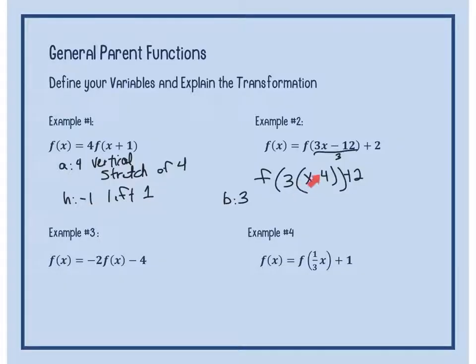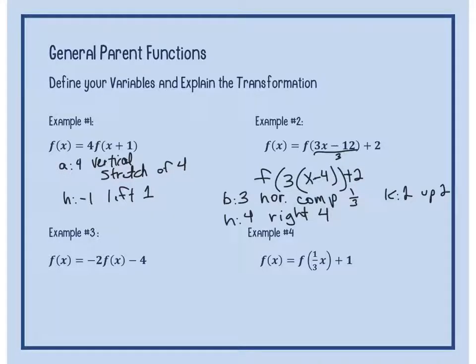X minus a +4. Remember, you always change the sign of whatever you see here. So H is a +4. It's going to the right 4. And K is outside of all parentheses. K goes up and down. K affects your range. So K is 2. The graph is going up 2.